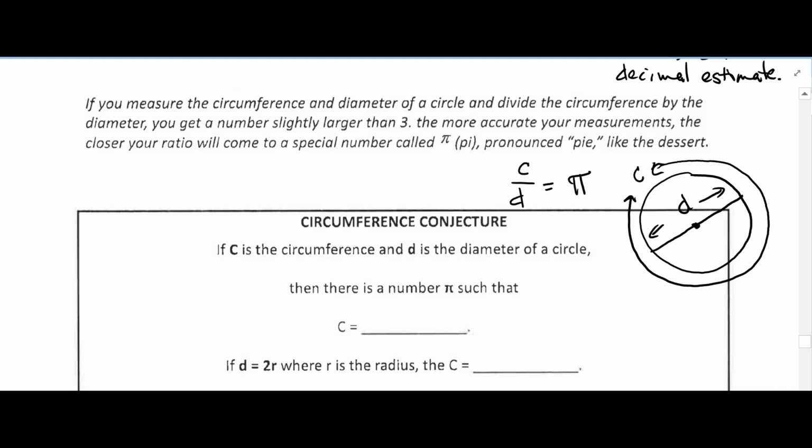So if C is the circumference and D is the diameter of a circle, then there is a number pi such that C equals pi times D, or if D is equal to 2R, where r is the radius, then C is equal to 2 pi r.